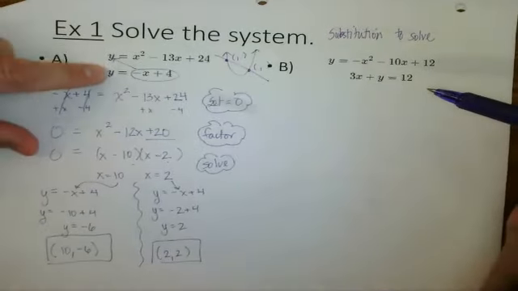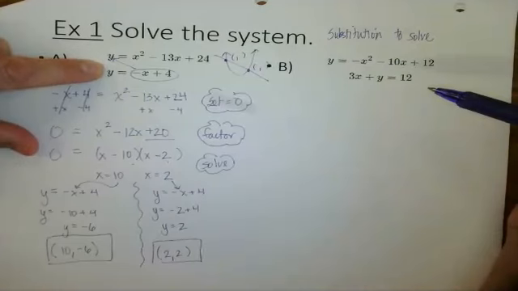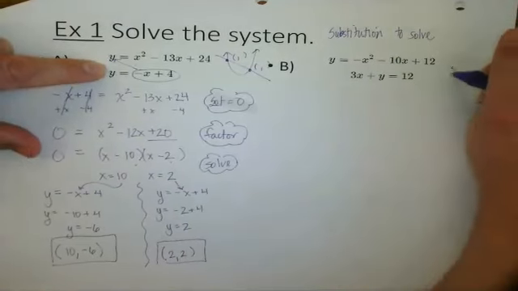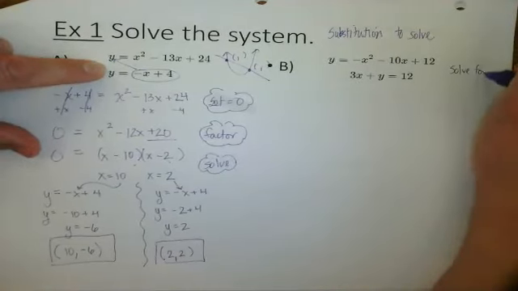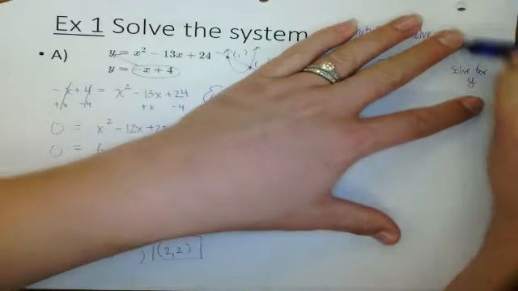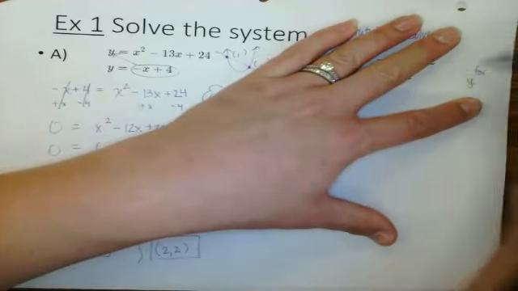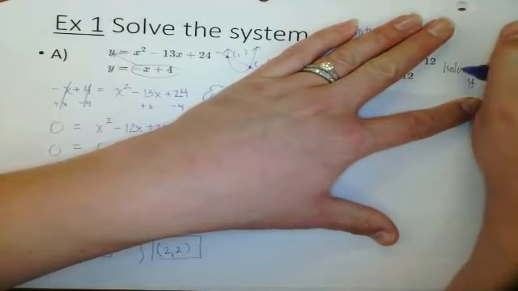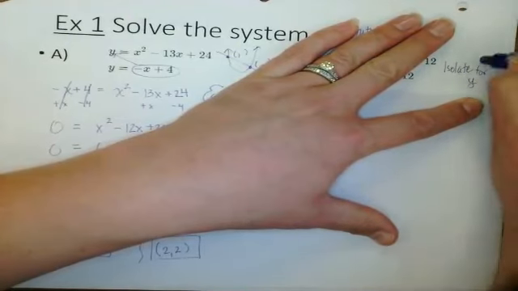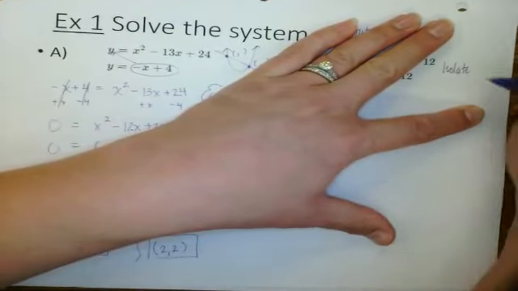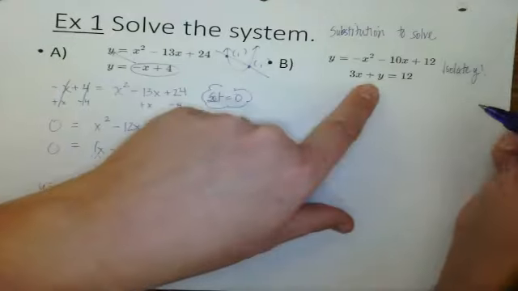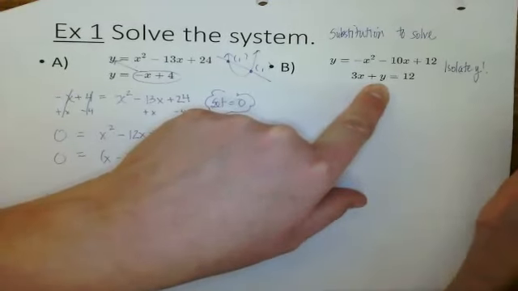This was easy when they're both solved for y. So if that's an option, we want to isolate y. Solve is a bad word. Isolate. Isolate y. That's a better way to say that, I think. So if you have an option, this is easy to get y by itself.